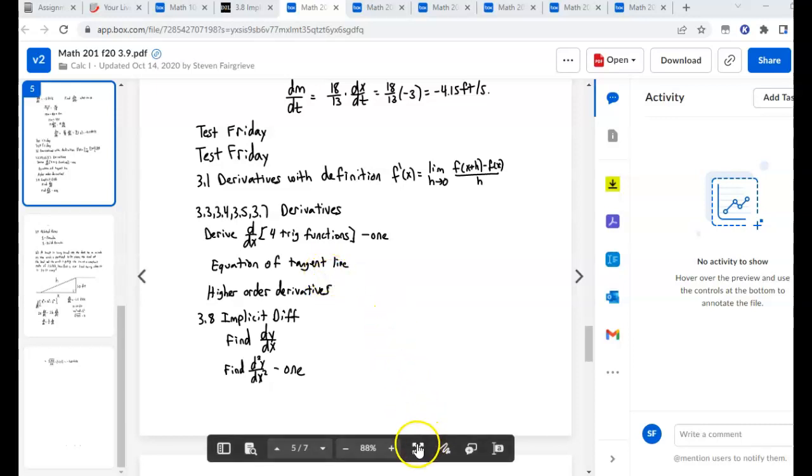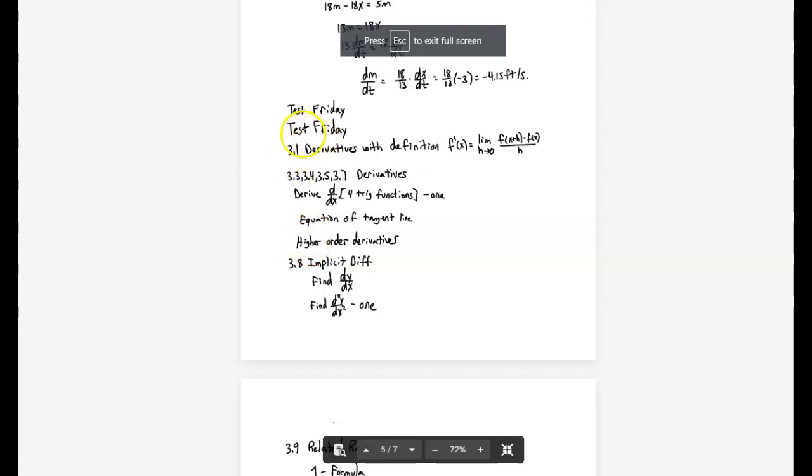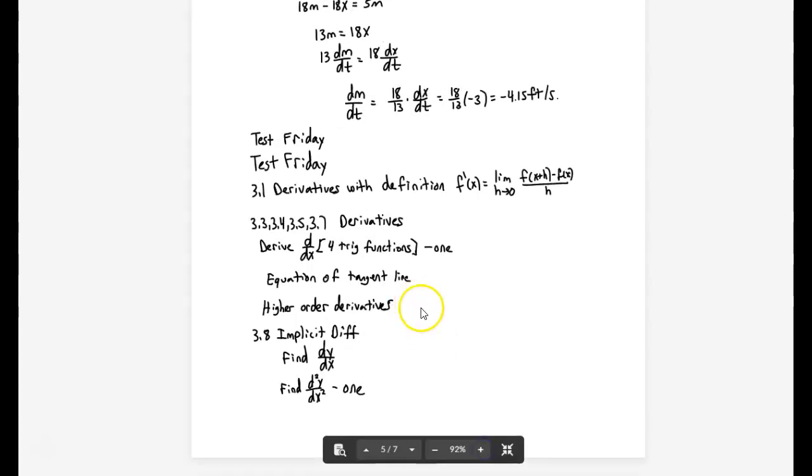All right, so test 2 is going to be available. Please ignore the test Friday. That was just from a copy of notes. So, topics on your test.